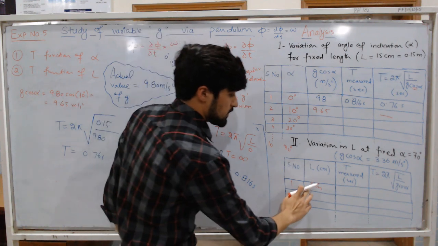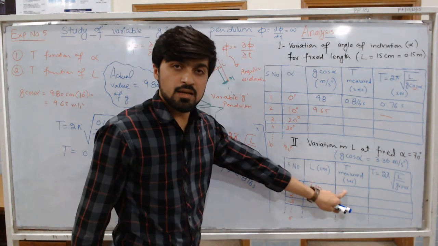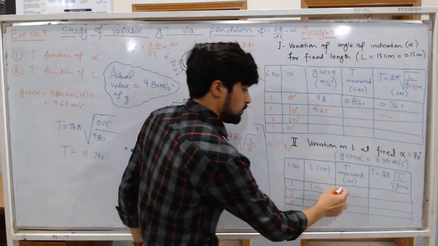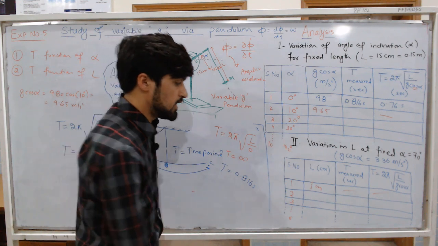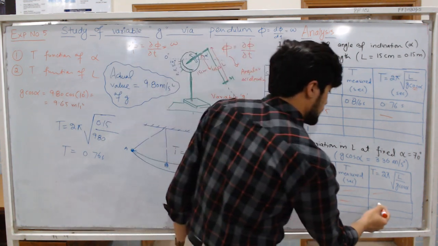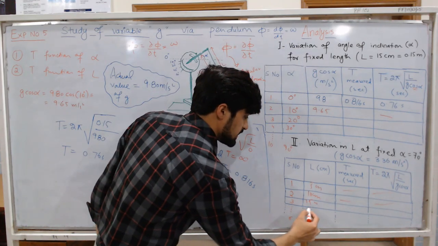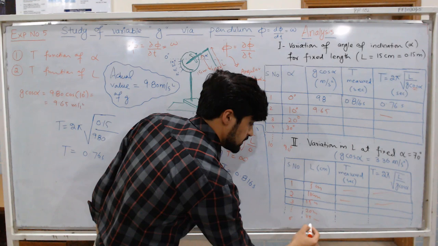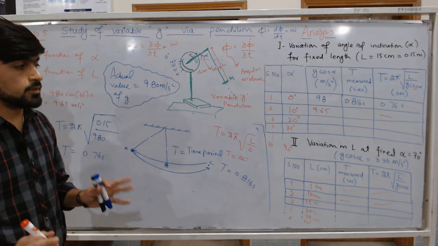So for the first case, it will be 5 centimeter. Again, you will measure the time using the stopwatch, and you will measure the time period using this relation. Then for 10 centimeter, you will measure the time period using this relation. For 15 centimeter, for 20 centimeter, for 25 centimeter, and for 30 centimeter. So this was actually the purpose of this experiment.